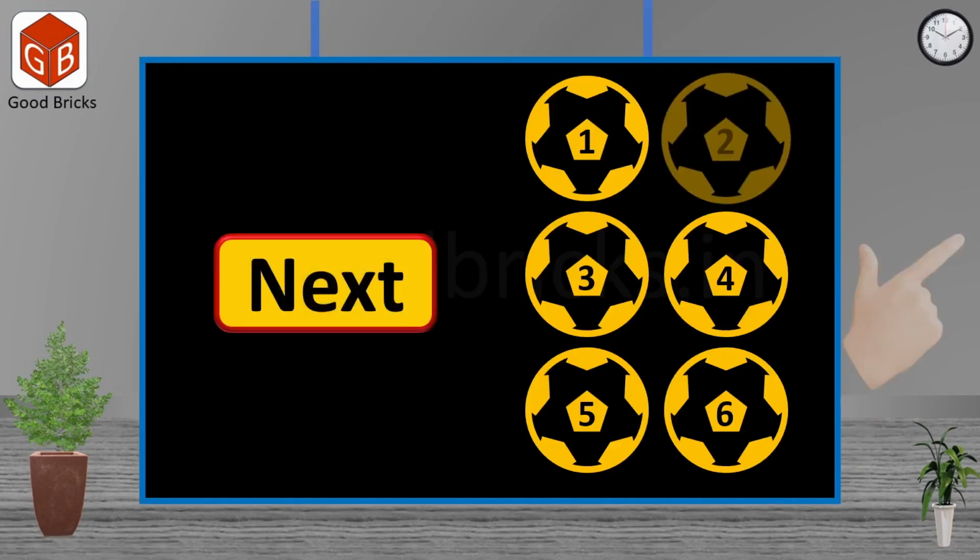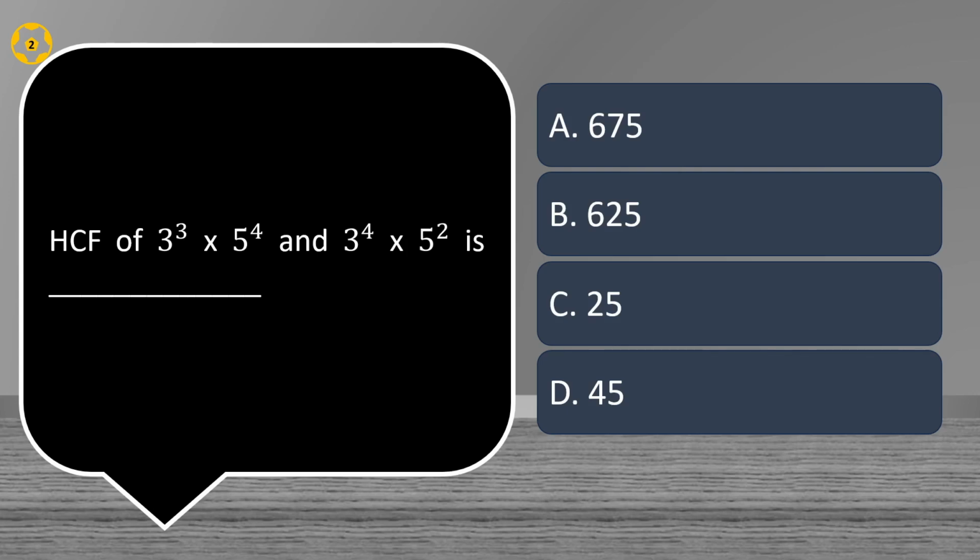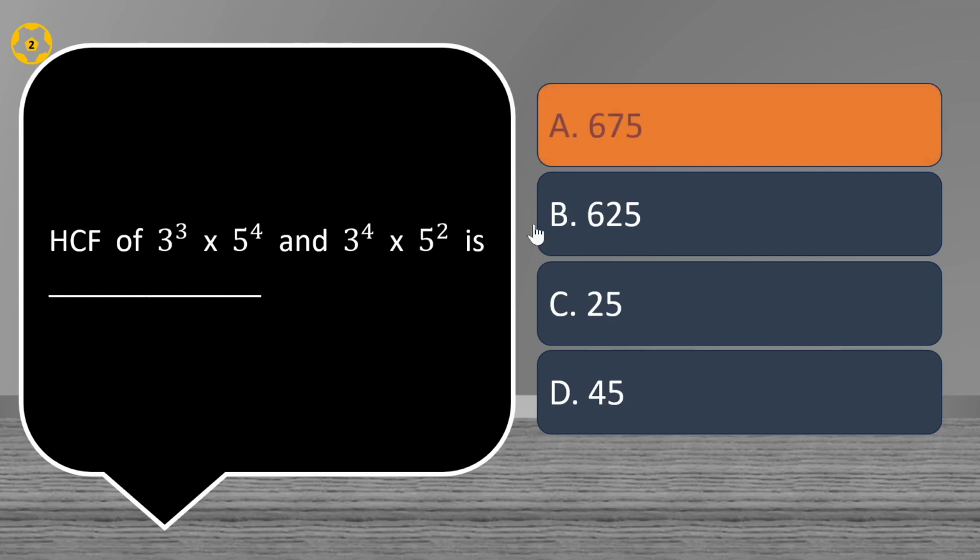Next, our second question is: HCF of 3 cube into 5 to the power of 4 and 3 to the power of 4 into 5 square is dash. So the correct answer is 675. So now let us discuss why this 675 is correct for this given question.